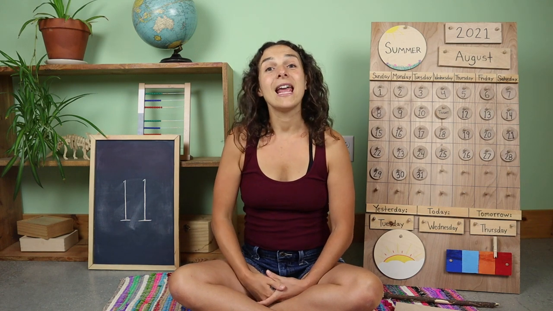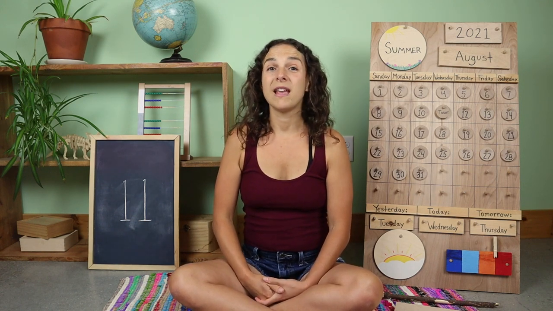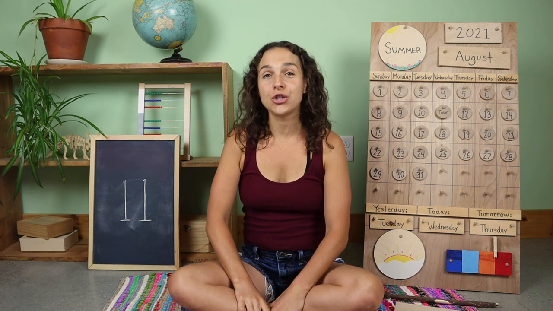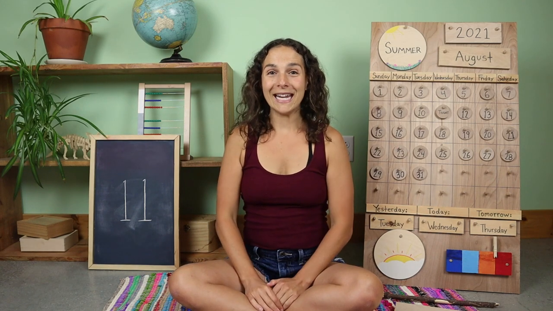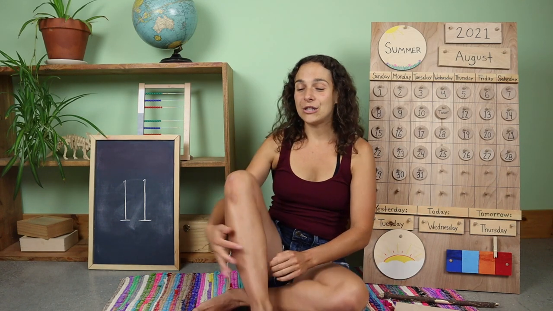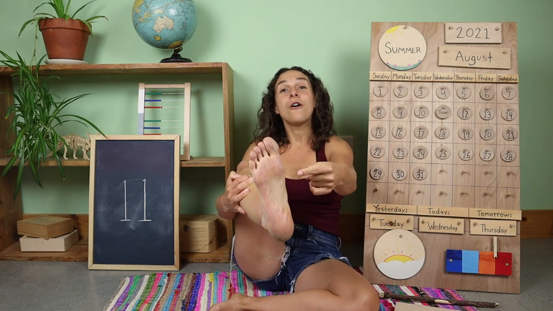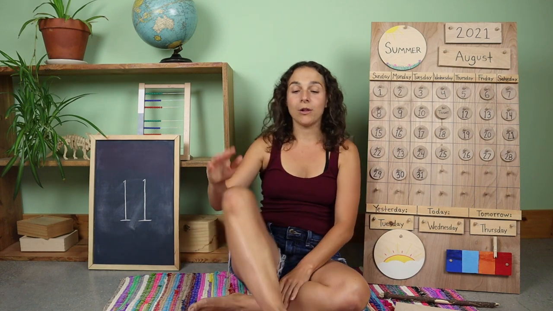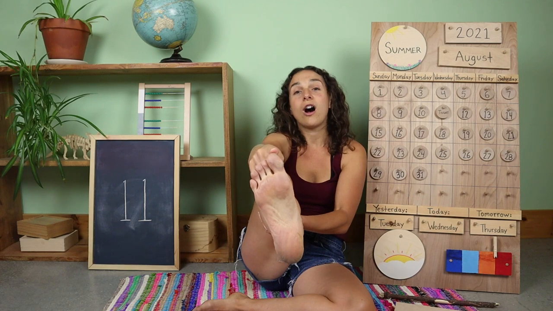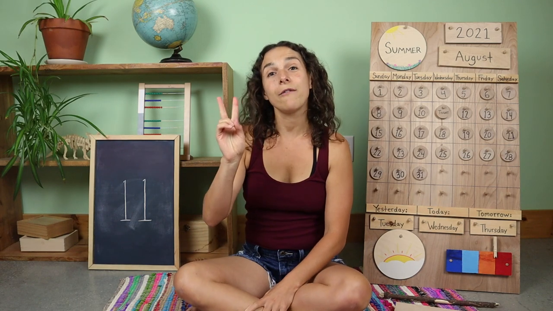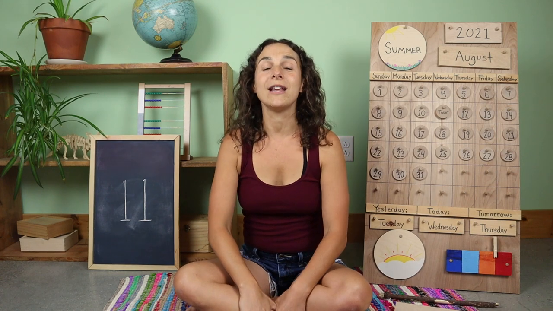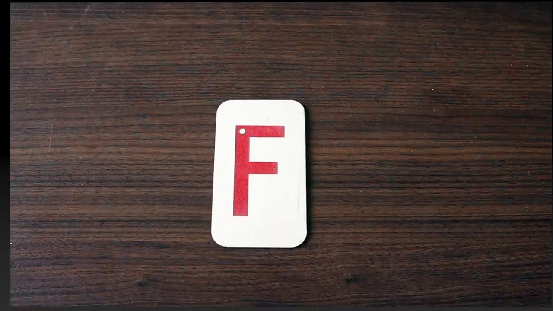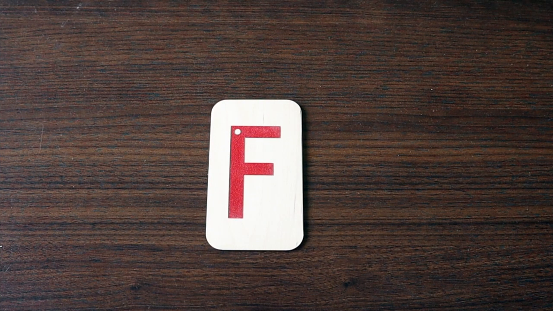Here's your first clue. This is a body part. This is something that you walk on, and it goes inside of a shoe. What could it be? It's your foot. Foot starts with the letter F, and most people have 5 toes on each foot. Most people have 2 feet, one on the bottom of each leg. Foot starts with the letter F. This is how you write an uppercase F.